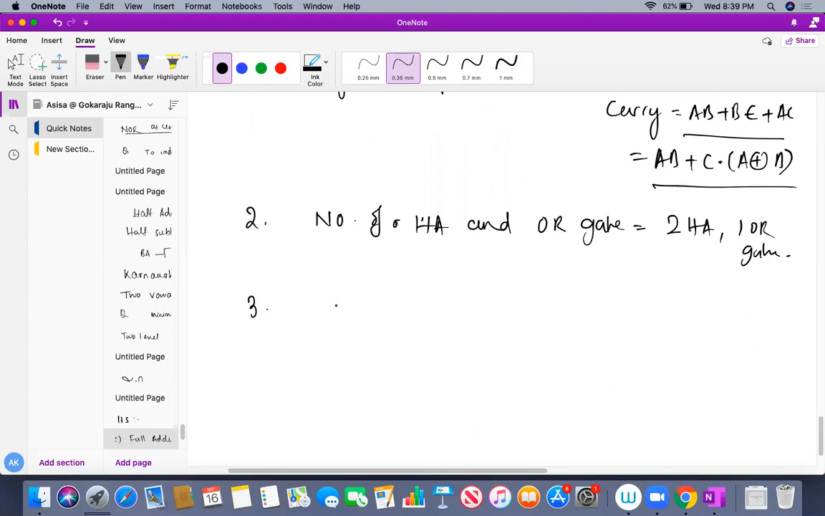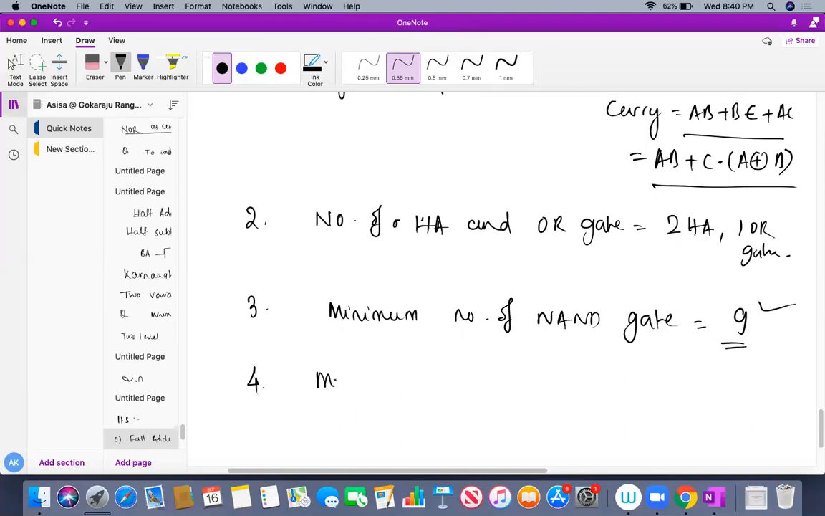Okay, third point is the minimum number of NAND gates required to design a full adder. How much? 9 NAND gates. I'll prove it, don't worry, this one I will prove. 9 NAND gates are required to design it.